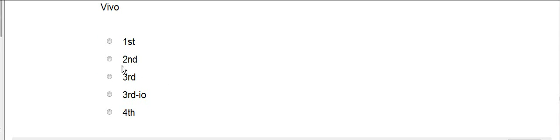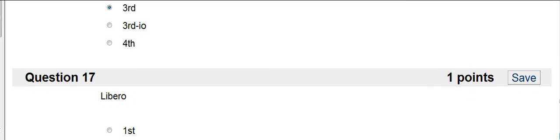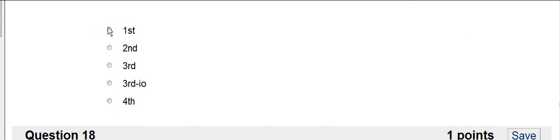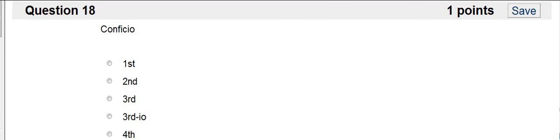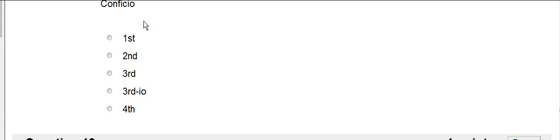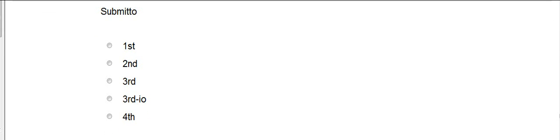Vivo is a third. Vivo, vivere, vixi, victus. Laboro, ari, avi, atus, is first. Conficio is a compound of facio, which makes it third IO. Submito, compound of mito, another classic third.